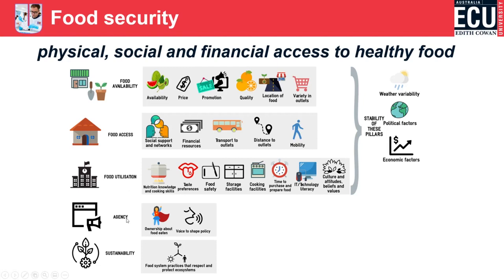These are food availability, access, utilisation, stability of these first 3 pillars, agency and sustainability. And within those dimensions, there are many different determinants. And this is one of the frameworks that underpins our Food Community Project.